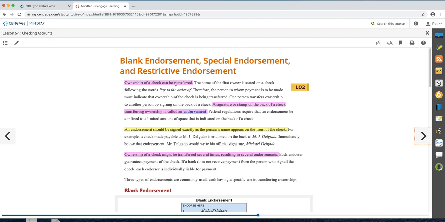But can ownership of checks be transferred? Yes. You write a check, you can transfer it over. Any signature or stamp on the back of the check showing this transfer of ownership is known as an endorsement. Like I said, we're going to do 3 of them. They want the endorsements to be signed exactly as the person's name. Sometimes that's difficult. Somebody might write the check to the Smith family, and then you'll have to cash it. Hopefully your bank will be able to work with you. But for the most part, we're signing the name exactly how it is.